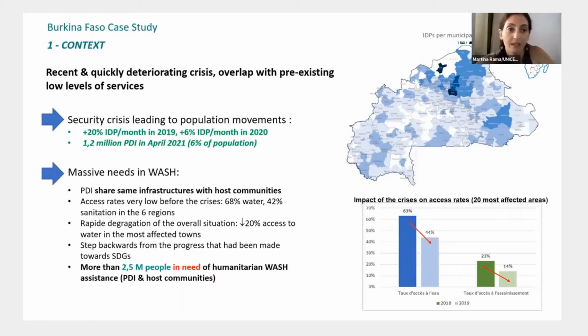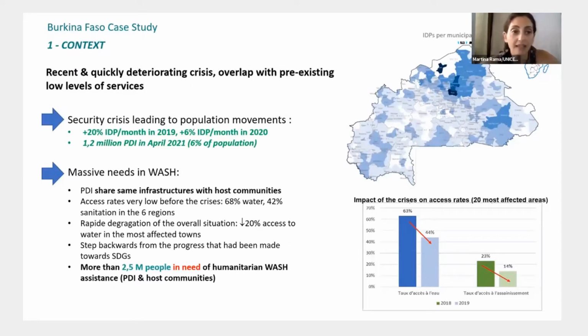We've had more than 20% additional IDPs every month, and the rhythm has been slowed down a little bit in 2020, but it is still going on in 2021. And we have now more than 1.2 million displaced people in Burkina, which is more than 6% of the population. So this creates really massive needs in WASH, because most of the displaced people are hosted in existing towns and cities, and basically they share the same infrastructure with their host communities.